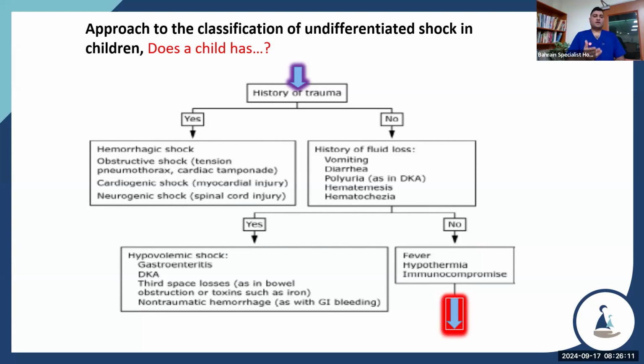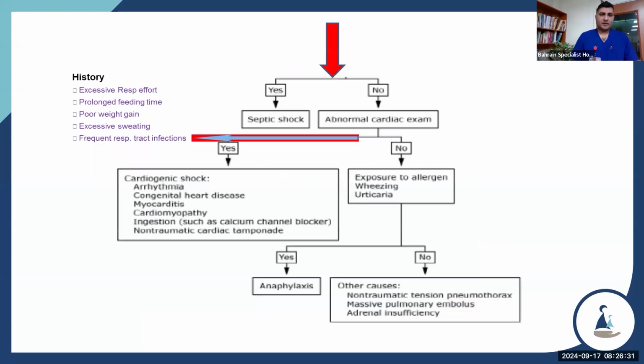If yes, you can think about hypovolemic shock, gastroenteritis, DKA, third space losses as in bowel obstruction, ingestion of toxins, or non-traumatic hemorrhage such as GI bleed. If there is no fluid loss, you can ask about fever, hypothermia, or whether the patient is immunocompromised. If yes, you can think about septic shock.